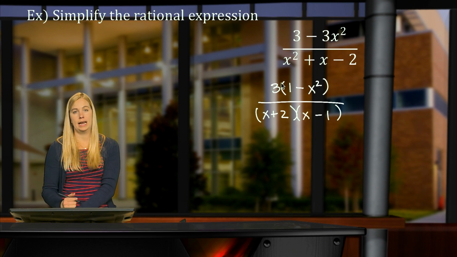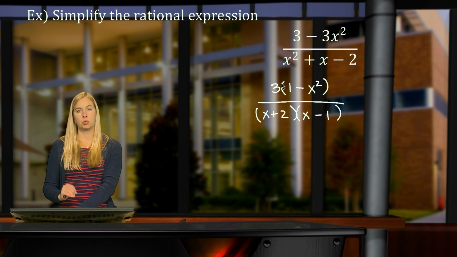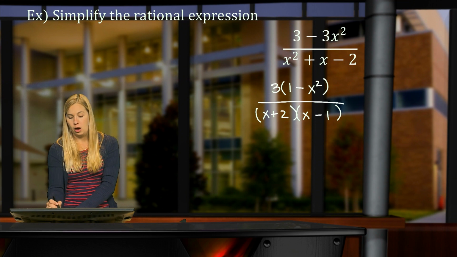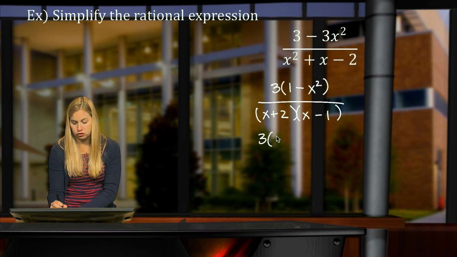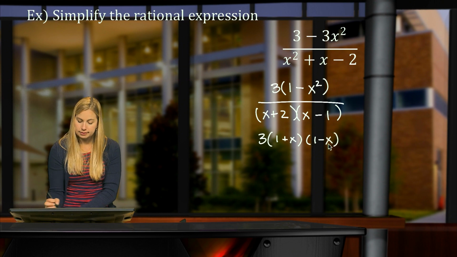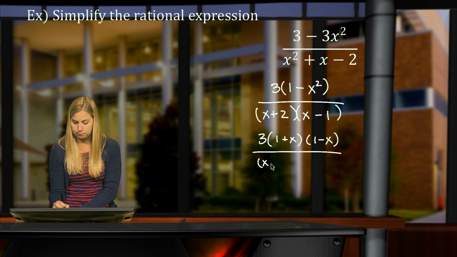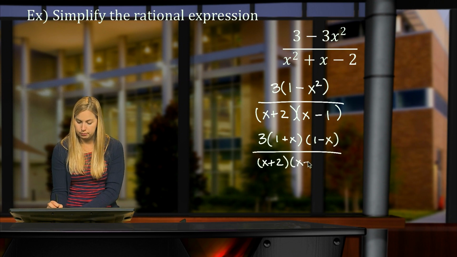Now, 1 minus x squared, you should recognize at this point that this is a difference of two squares, but be careful of the order. Now the 1 is your a and the x squared is your b. So when we factor, this actually factors to 1 plus x times 1 minus x divided by x plus 2 times x minus 1.